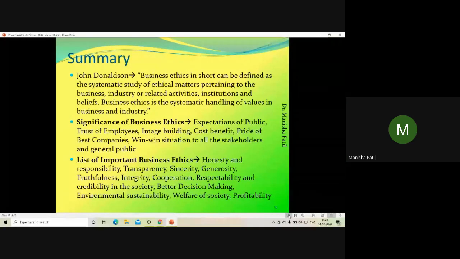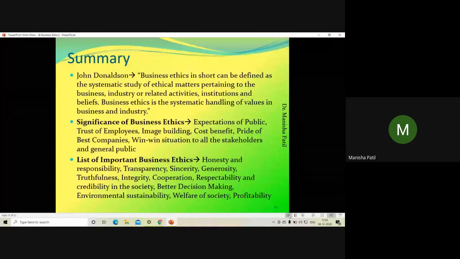List of important business ethics: honesty, responsibility, transparency, sincerity, generosity, truthfulness, integrity, cooperation, respectability and credibility in the society, better decision making, environmental sustainability, welfare of the society, and profitability. If you have missed any points, please note them down. Definition of ethics. It is given. John Donaldson.